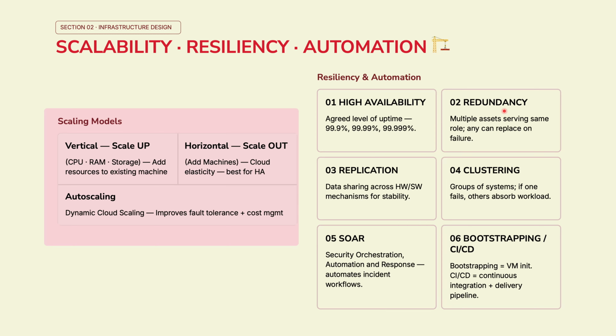Now, redundancy deploys multiple assets in the same role, so that one can replace another on failure. Replication ensures data is shared across hardware and software mechanisms to maintain stability and consistency. Clustering groups systems so that if one fails, the remaining nodes absorb its workload seamlessly. Now, this is the foundation of enterprise database and application server deployment.